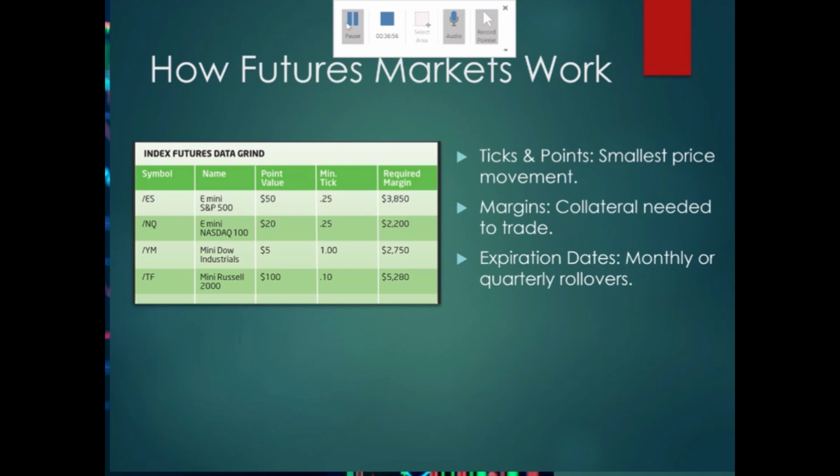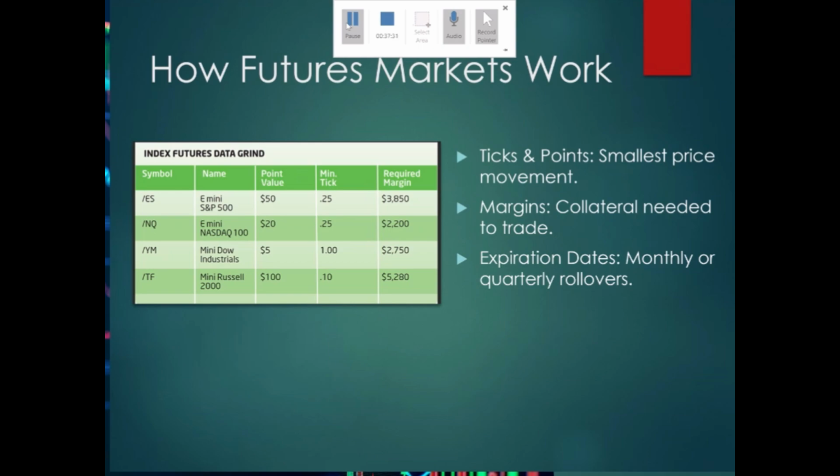The minimum tick is the smallest price movement. This is the tiniest step that price can move. For the ES, the minimum tick is 0.25. That's 1/4 of a point. And since 1 point equals $50, that means 0.25 is worth $12.50 per tick. So if price jumps 2 ticks, that's 0.50 points, right? That's a $25 move. This helps you calculate profit and loss in real time, especially if you're scalping or day trading, right?